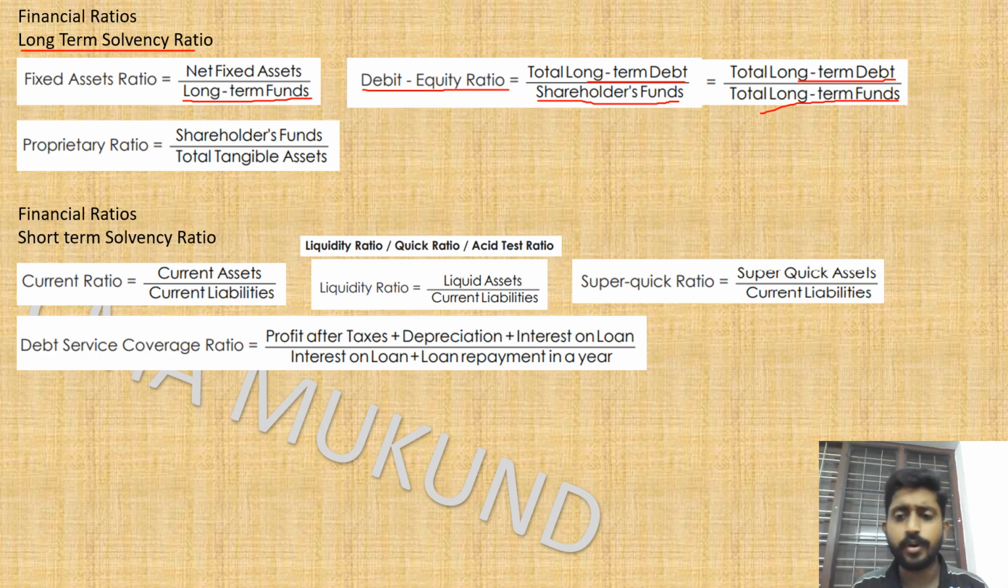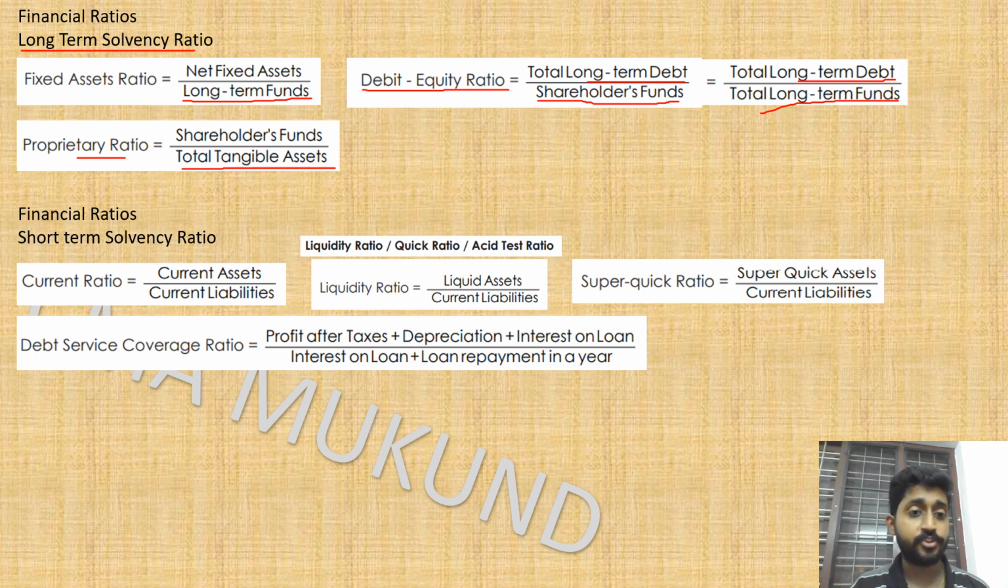So whichever is useful for your industry, you can use it. Okay, proprietary ratio: shareholders fund divided by total tangible assets. What are tangible assets? Total assets minus intangible assets. What are intangible assets? Goodwill is an intangible asset. In the same way, those intangible assets can be taken out and tangible assets can be calculated. Shareholders fund, which we discussed now, divided by tangible assets is going to give you the proprietary ratio.